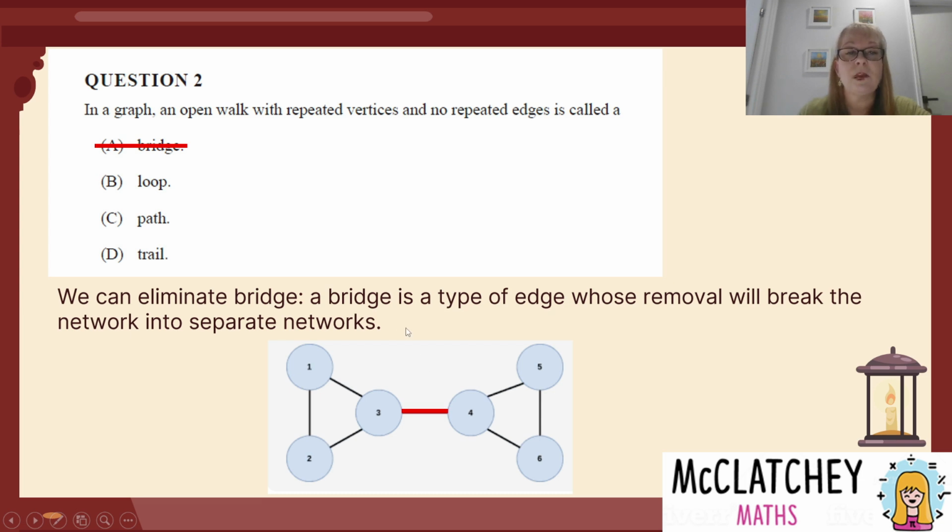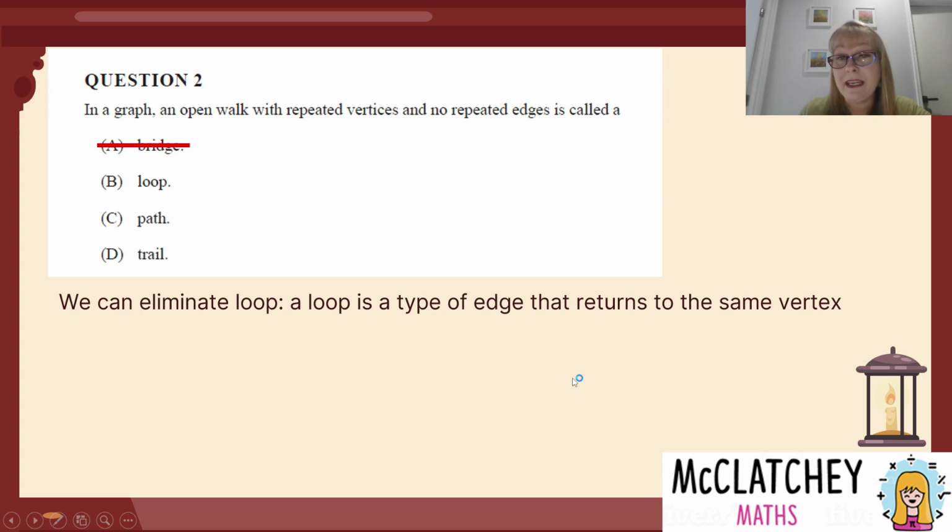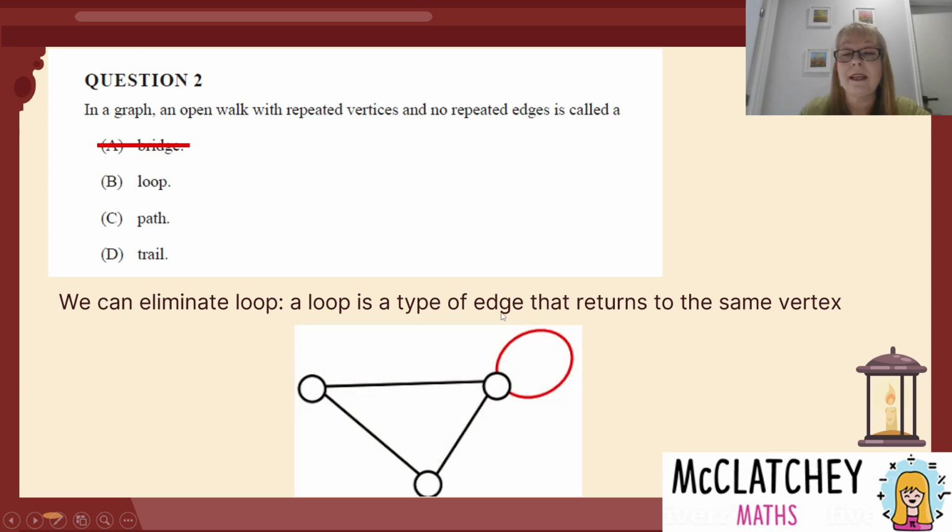Okay, the next one that we can look at is a loop. We can eliminate loop from the actual definition because it's a type of edge that goes from one vertex back to the same vertex. It forms a literal loop, like a little circle. Now, I could have in this open walk repeated edges, I could have repeated vertices and still have that loop sitting there. This loop is not this part here. So let's eliminate that one. And that leaves us with a path or a trail.